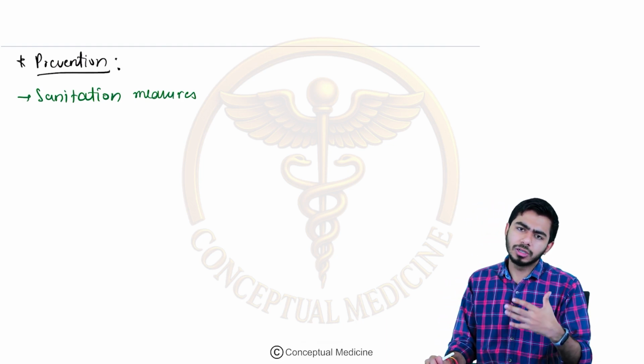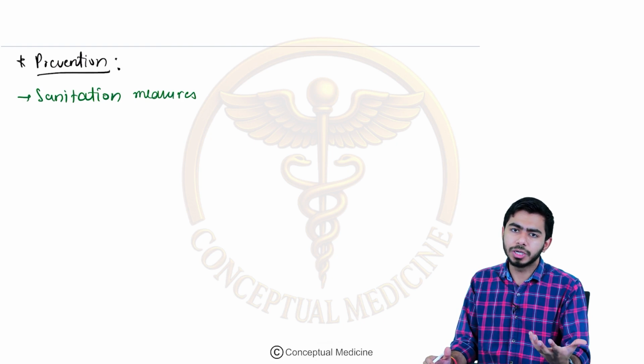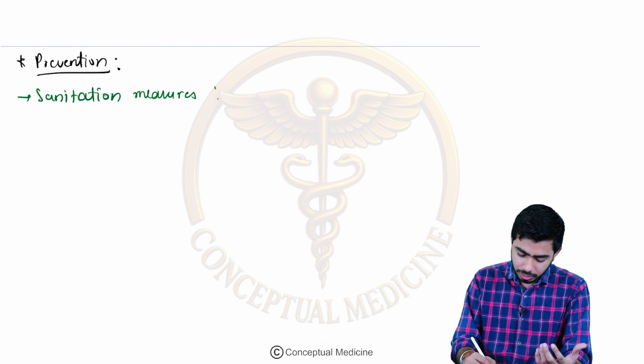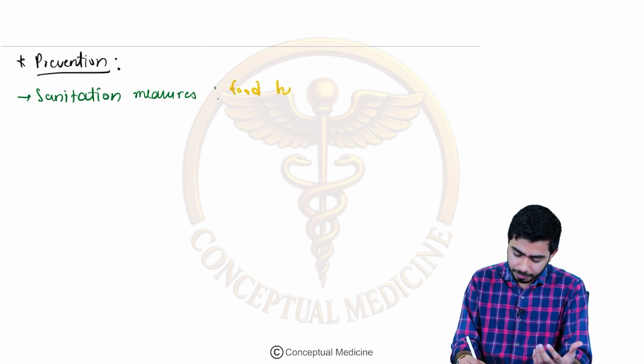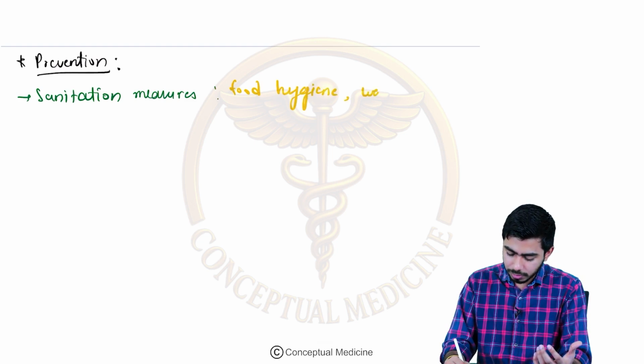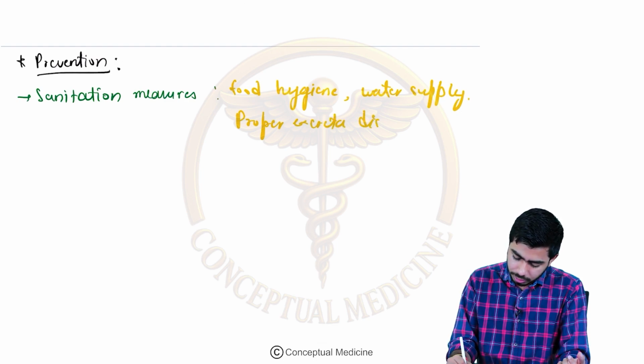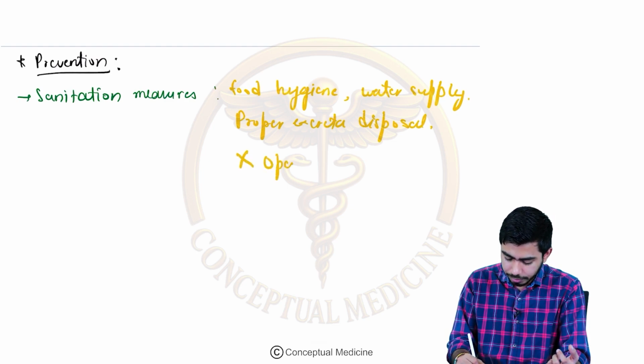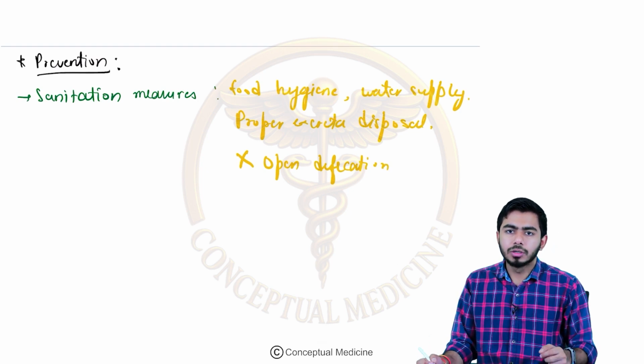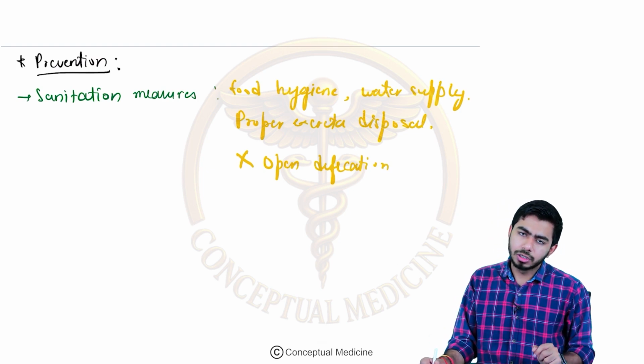Proper food supply should be there, water supply should be there, right? Food hygiene must be taken care of. So all of these factors must be taken care of: food hygiene, water supply, excreta disposal, disinfectants, right? Proper excreta disposal. You should stop the open defecation. Okay, so these might be some measures which we shall talk about, right?